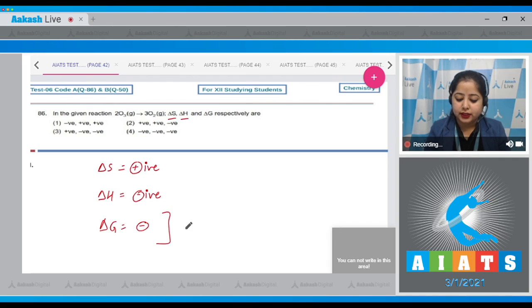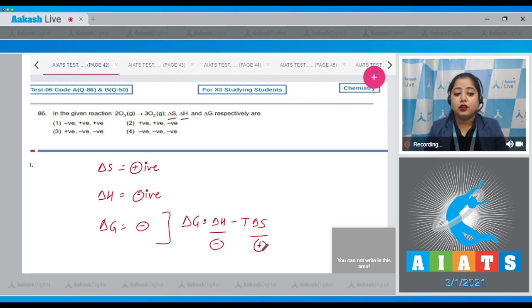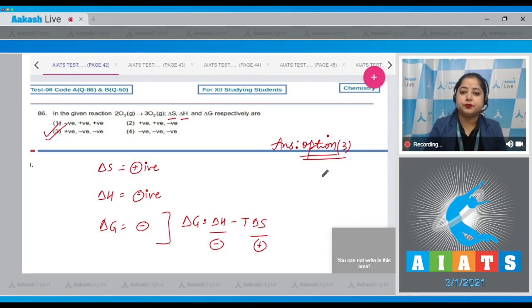Also, we can calculate delta G as delta G is equals to delta H minus T delta S. We have seen that delta H is negative and delta S is positive. So no matter what the temperature is, the value of delta G will be negative. That means the correct answer is represented in option number 3. So here I'm writing answer is option number 3. Moving to the next question.